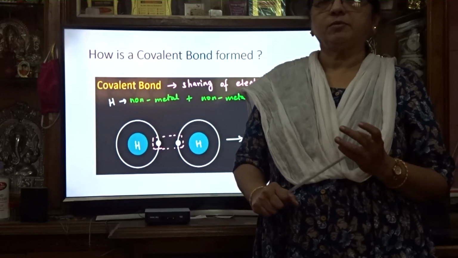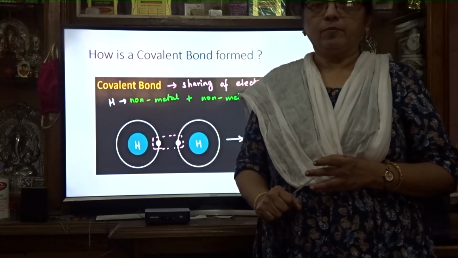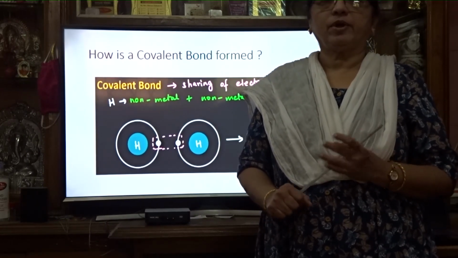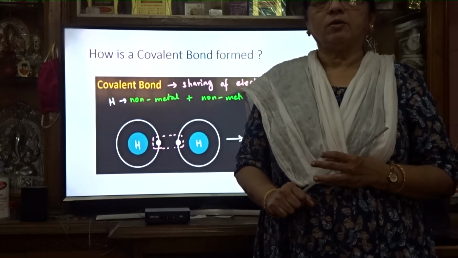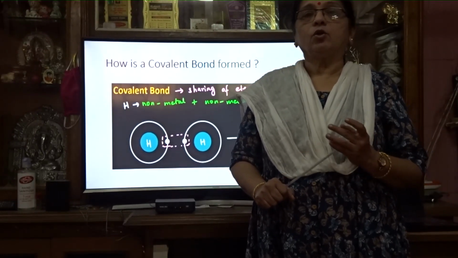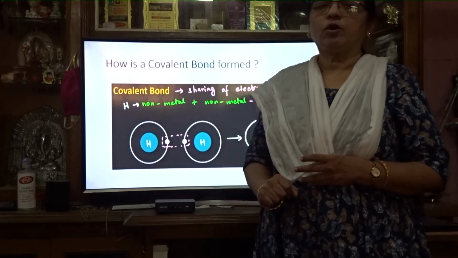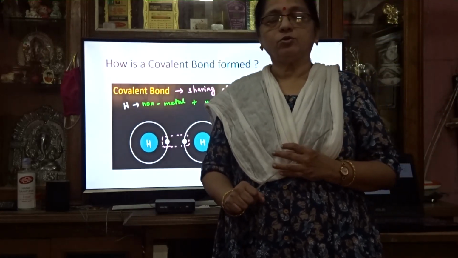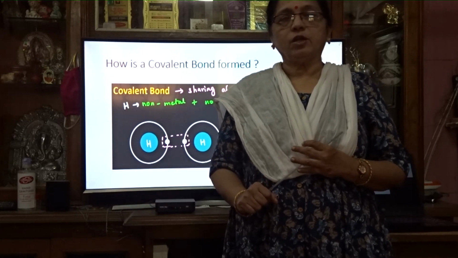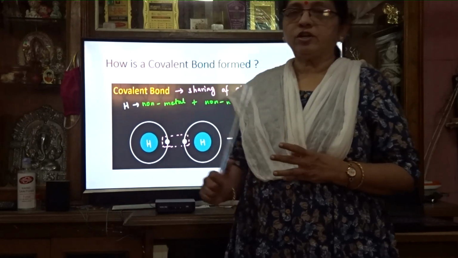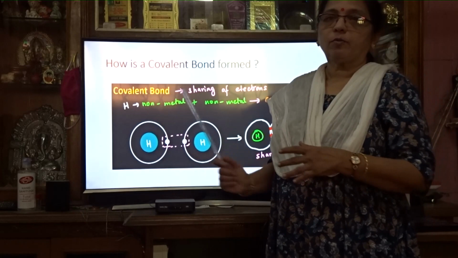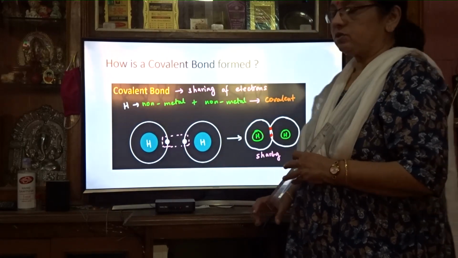So in organic chemistry, all the carbon-carbon atoms are linked by single bond, double bond, or triple bond, but all are covalent bonds. You have studied this in 12th, but here also you should recall it. What is a covalent bond? Covalent bond is formed by sharing of electrons.